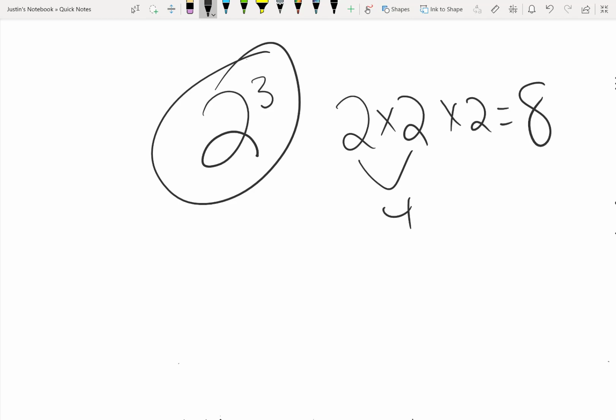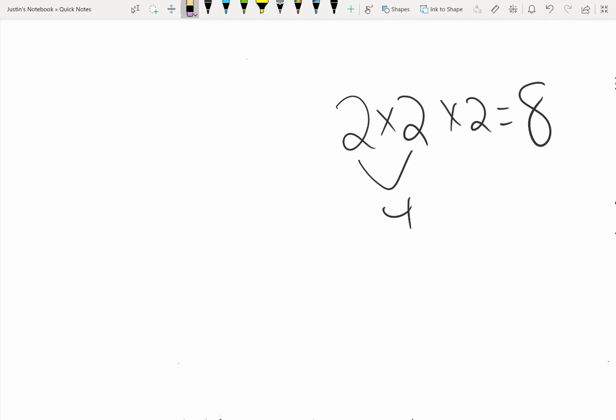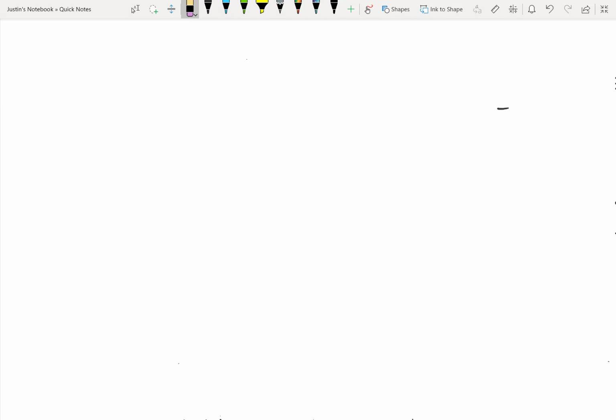The checkerboard square 6 would be 2 to the fifth power. The checkerboard square 7 would be 2 to the sixth power. The checkerboard square 8 would be 2 to the seventh power. The checkerboard square 9 is 2 to the eighth power. Your exponents are just one less than the checkerboard square.